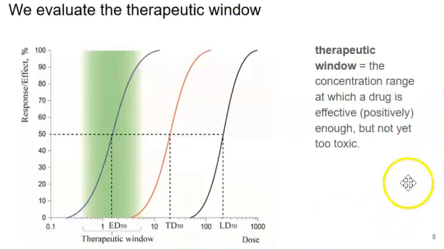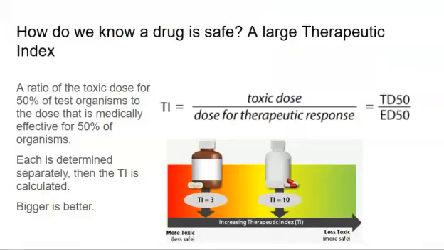The therapeutic window I defined before, but it is the concentration range at which a drug is effective, positively effective. It's doing something beneficial. It's effective enough, but not yet too toxic. That's what the therapeutic window concept means. How do you know a drug is safe? It has a big therapeutic window. It will also have a big therapeutic index.